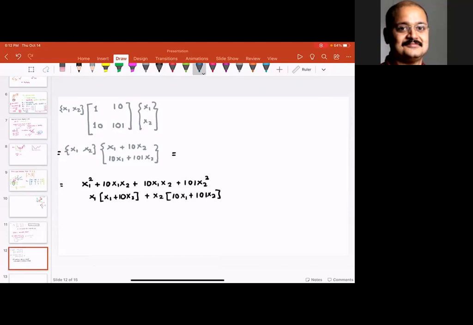No matter whether my x1 is positive or negative, x1 square is always going to be positive. Do you agree with me? No matter whether my x2 is positive or negative, x2 square is always going to be positive. Now the key question here is, what happens when your x1 and x2 are different?